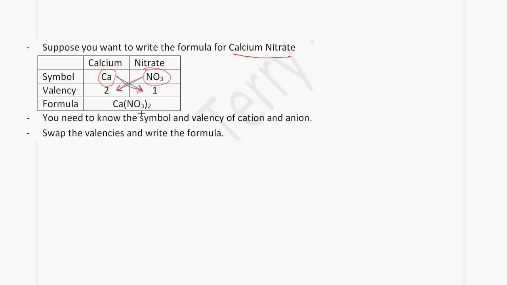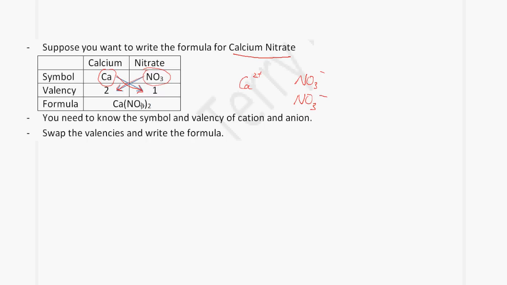So calcium is Ca2+, and nitrate is NO3-. Now, because this is a +2 charge, we need 2 nitrate ions. So that is how you get Ca(NO3) taken twice.